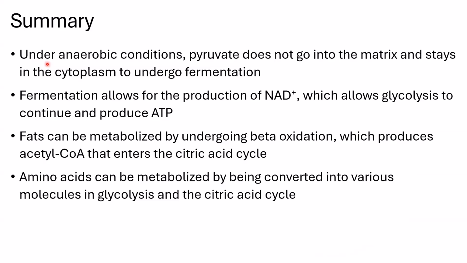In this video, we learned that under anaerobic conditions, pyruvate does not go into the matrix. Instead, it stays in the cytoplasm to undergo fermentation. The goal of fermentation is ultimately to produce more NAD+, allowing glycolysis to occur and produce ATP. Fats can be metabolized by undergoing beta oxidation, which removes 2 carbons at a time to produce acetyl-CoA. The acetyl-CoA can then enter the citric acid cycle. Amino acids can be metabolized by being converted into various molecules involved in glycolysis and the citric acid cycle.